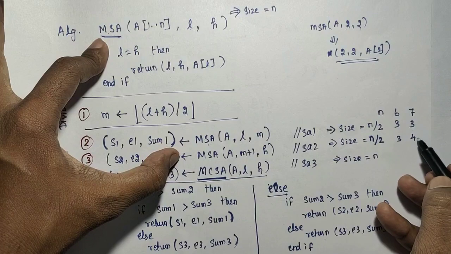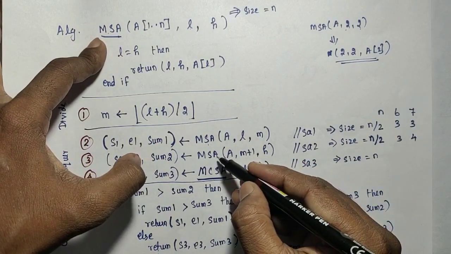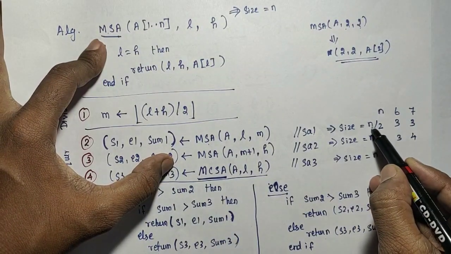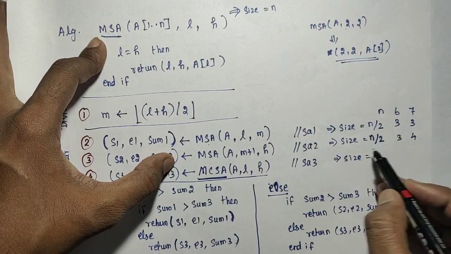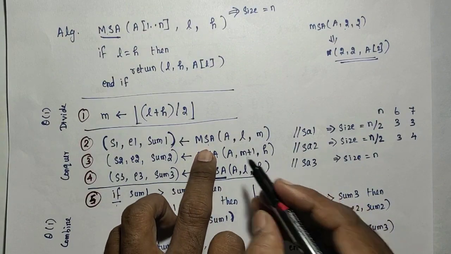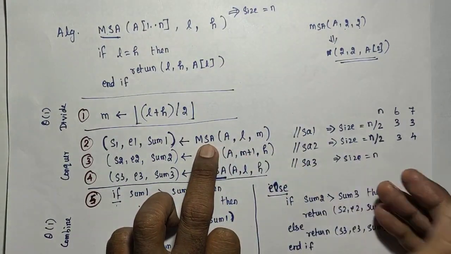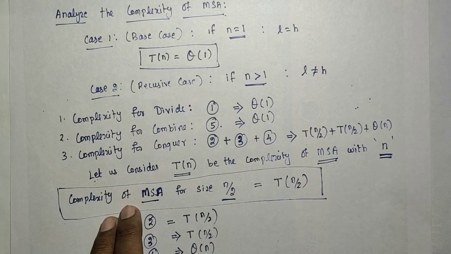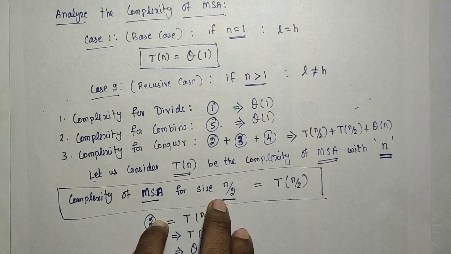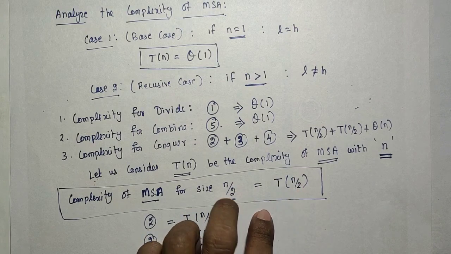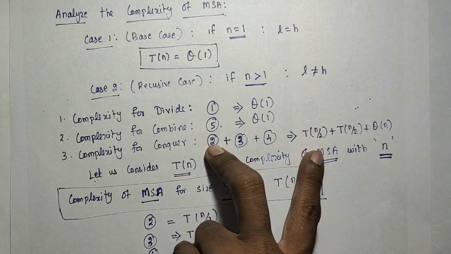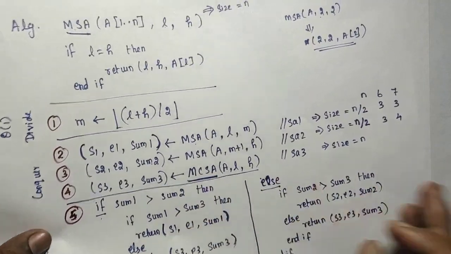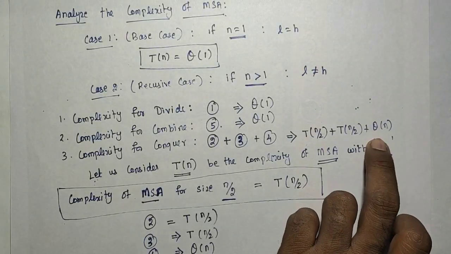The only difference is that one element will additionally be there in the second one, so we can ignore it. So we can say n by 2 and n by 2. So the complexity of that MSA for the size n by 2 will be written as T of n by 2. The complexity of MSA for the size n by 2 equals T of n by 2. So for the first call 2 T of n by 2, and the complexity of MCSA for that n is already analyzed, it is theta of n.